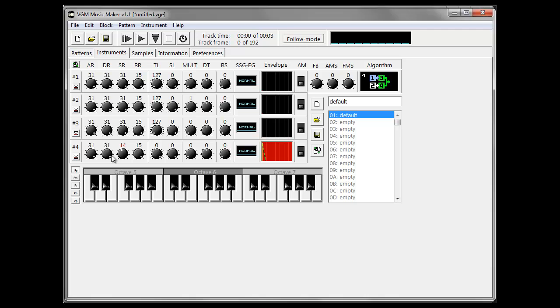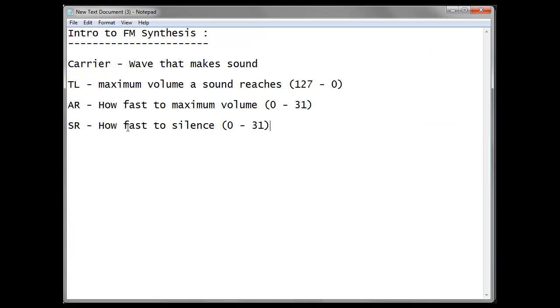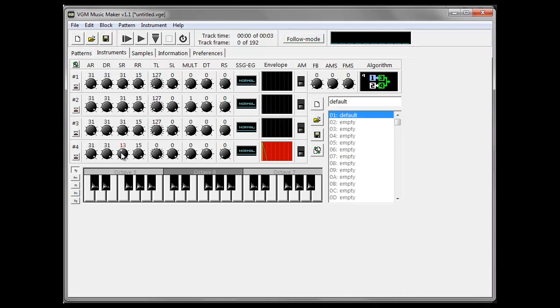Just a quick note about VGM Maker. Sorry, my mouse is a bit dodgy. Sometimes the values that you have can continue going, but you can't really see what's happening very clearly in the little window here. So if we go all the way up to 31, you'll probably just hear a little click. Go down a bit. You can't actually see any change here, really, but you'll notice that the sound starts to change. And all we're doing here is adjusting the sustain rate. So if you look up here, we have SR, which is sustain rate.